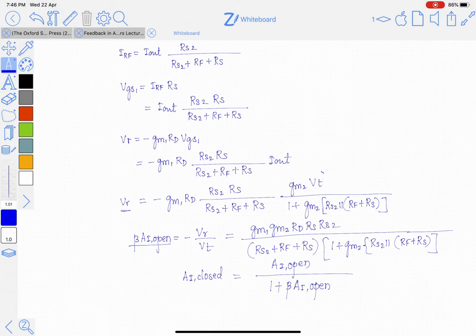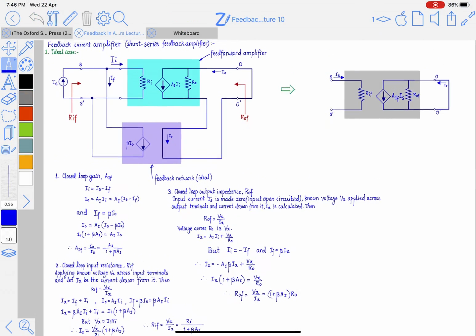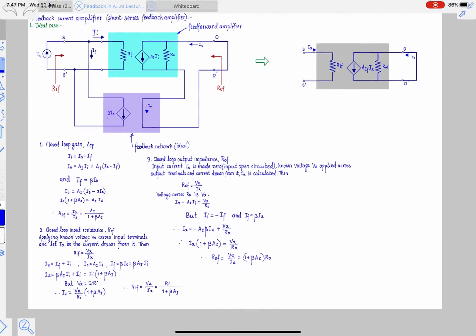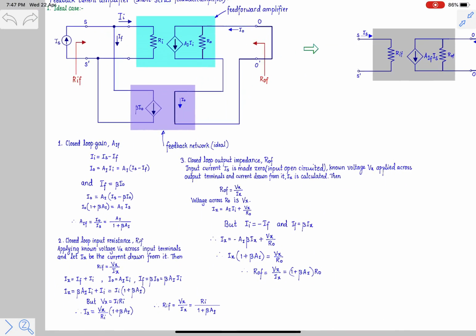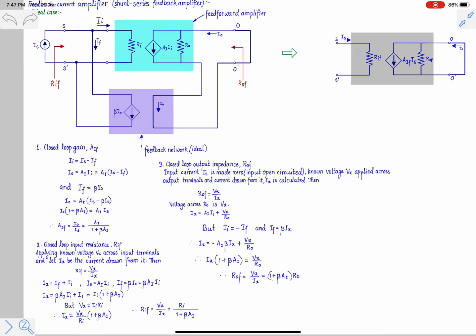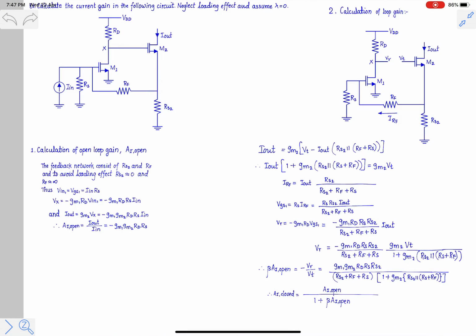This complete analysis has been shown in this slide, so you can look into it for the explanation that I have given in this session, and this is the problem that we have just looked into. You just have to substitute the values of AI open and beta into AI open to get the final answer for this problem.